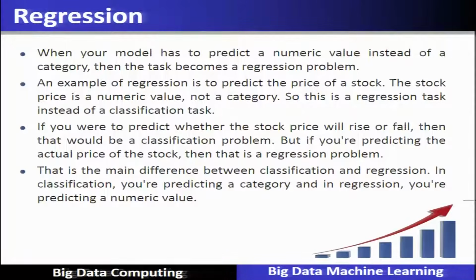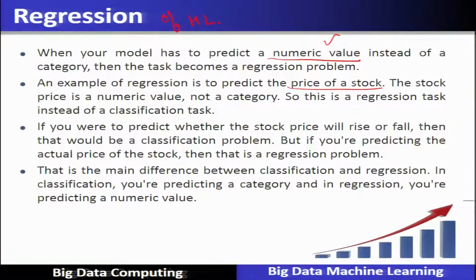Now, let us see the regression problem of machine learning. When your model has to predict a numerical value, like in the previous slide we saw that it was predicting a category, but now it is predicting a numerical value instead of a category, then the task becomes a regression problem. An example of regression is to predict the price of a stock. The stock price is a numerical value, not a category, so this is a regression task instead of a classification task.